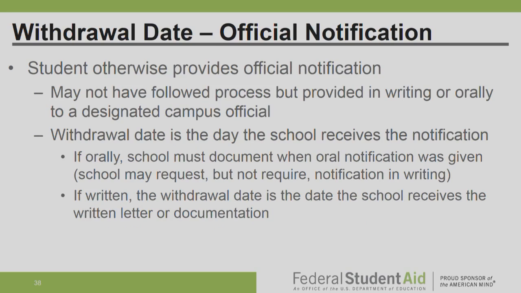Then we have those students that otherwise provide notification. These are the ones that say, you know what, your 10-step process is killing me. I'm just going to let you know by email I'm not going to be there anymore. Guess what? That works too. Okay, for us, we call it an otherwise provides notification. They didn't go through your process, but maybe they either told you in person or they sent you an email or whatever the case may be, saying, I'm not showing up anymore.